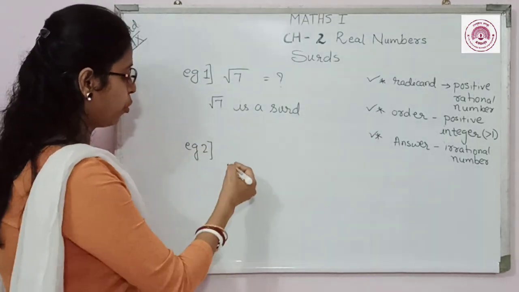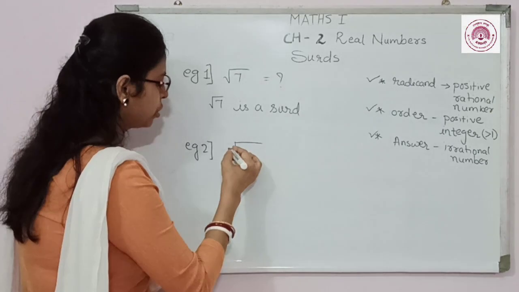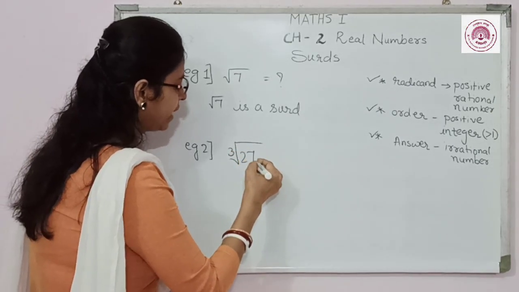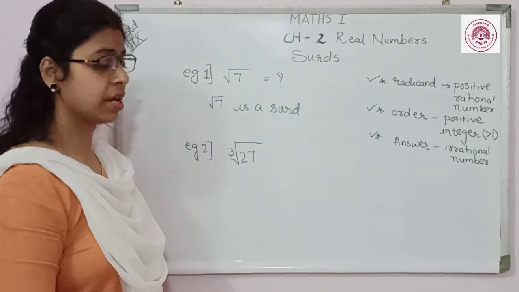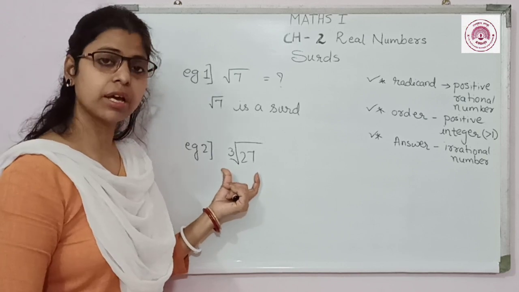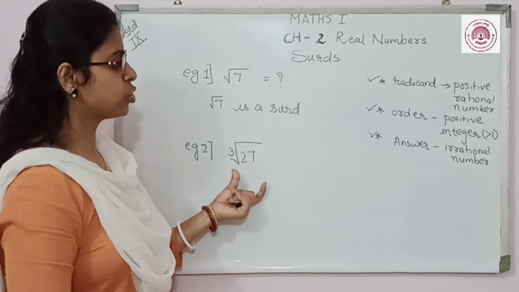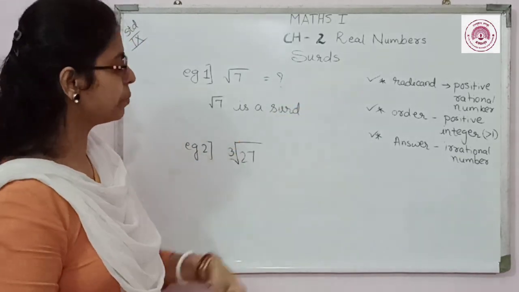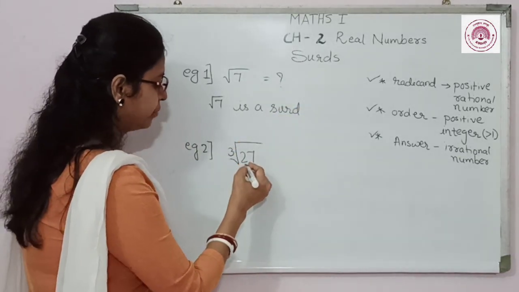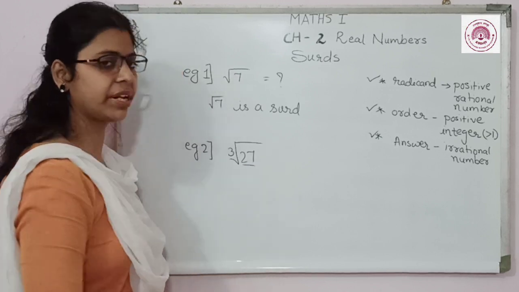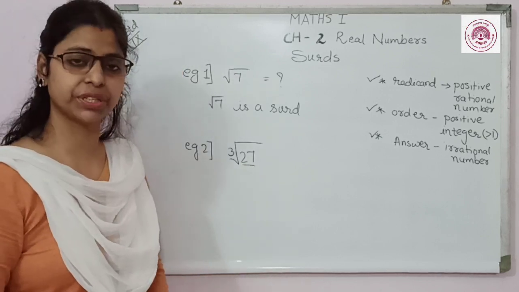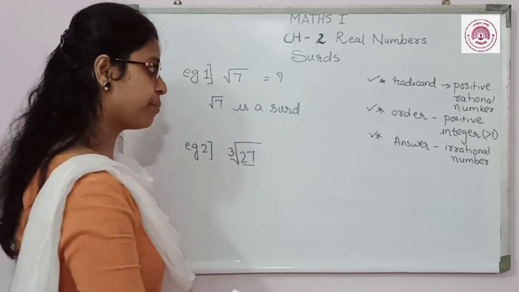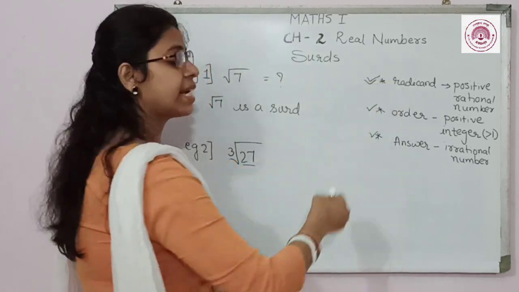Right, let's take one more. Cube root of 27. Let's check whether it is a surd or not. Okay, so we have to check with all these three conditions. Let's check one by one. Now, first of all, the radicand. What is the radicand here? 27, and 27 is a positive rational number. So that means this condition is satisfied.